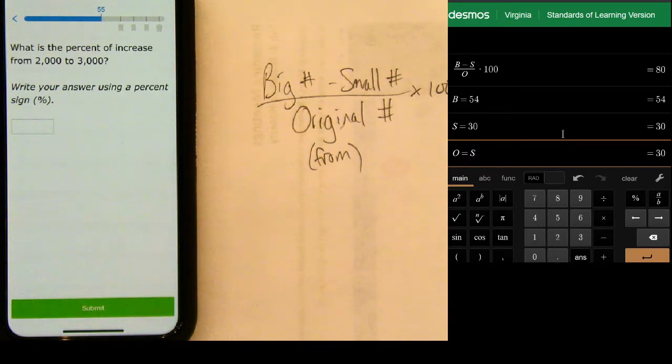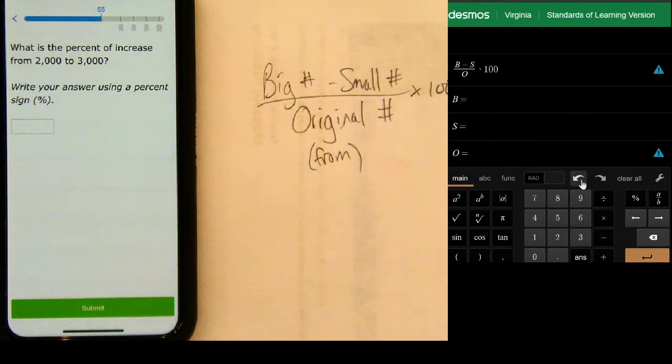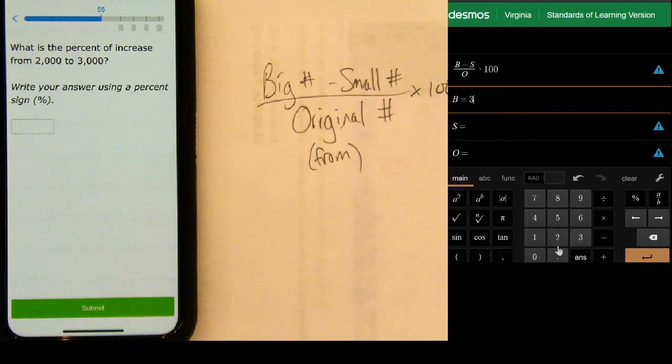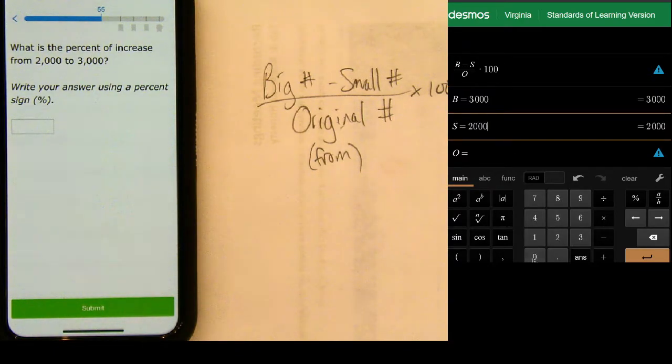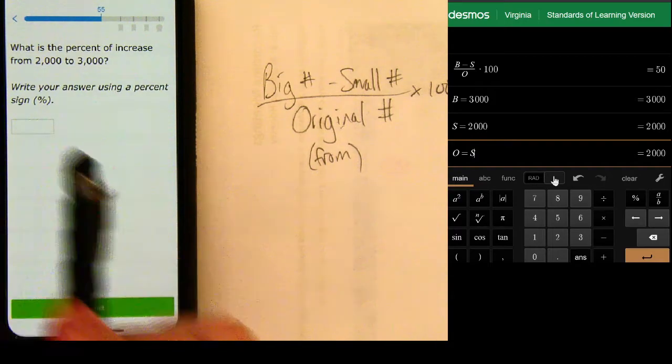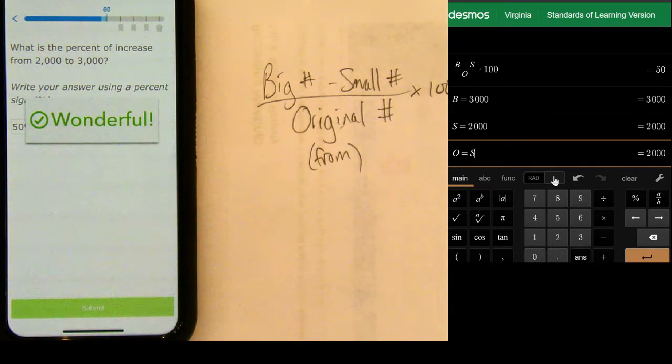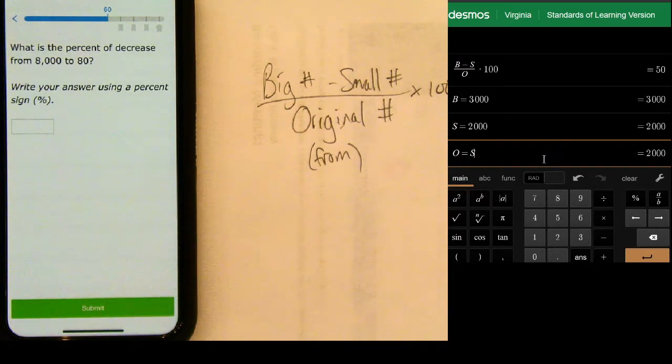Moving forward, it says what is the percent of increase from 2,000 to 3,000. So our big number is 3,000. Our small number is 2,000. And our original is also our small number. And so it's going to be a 50% increase. Again, make sure you're using that simple formula for yourself. That way you know you're good.